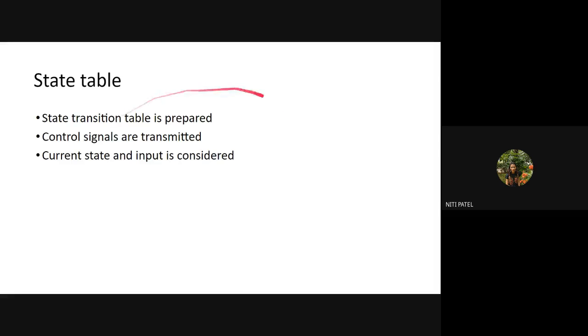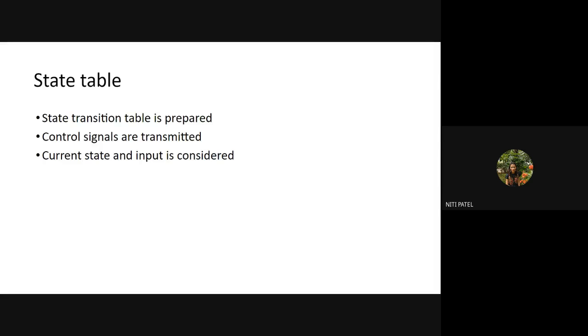Current state and input is also considered. Current state and input means what was the current situation and what was the input; that also will be considered in this table. So initially, if my first line of a program is load A, at that time the current state was just started, and the input was load A. For the second instruction, the current state was load A already loaded, and my current input is load B. For the next instruction, the current state is that B is already loaded, and my current input is move A comma B.